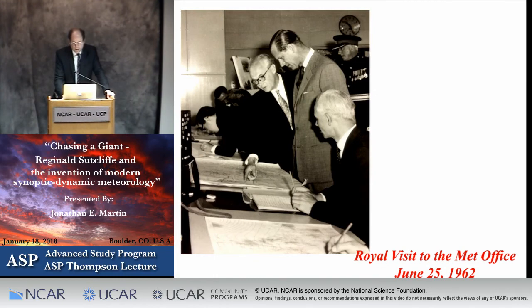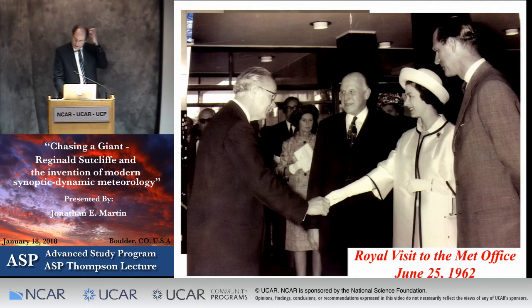And then in 1962, Prince Philip and the Queen came to visit the brand new Meteorological Office in Bracknell, and there's Sutcliffe pointing out the 500 millibar vorticity to Prince Philip on the 25th of June, 1962. Here he is meeting the Queen in the lobby, so this is a big deal. He had just met her a year before, and she conferred the award on him, so yeah, they were friends.